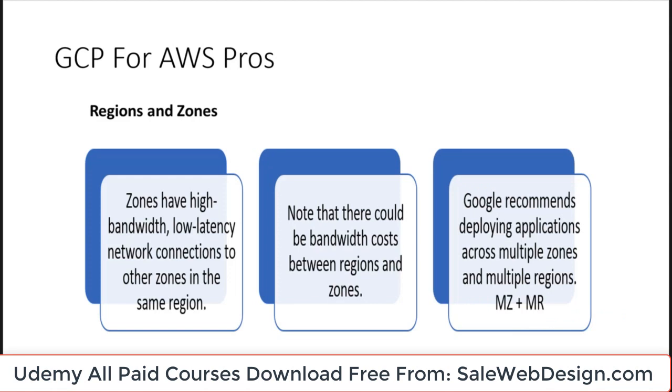As you would expect, the zones are high bandwidth, low latency network connections to other zones in the same region. We'll talk more about those zones and regions in a second on the next page. But the goal is to help you mitigate your bandwidth costs between regions and zones as well. And as you would expect, having redundancy, having your applications across multiple zones and multiple regions is recommended. And again, that's an AWS recommended best practice.